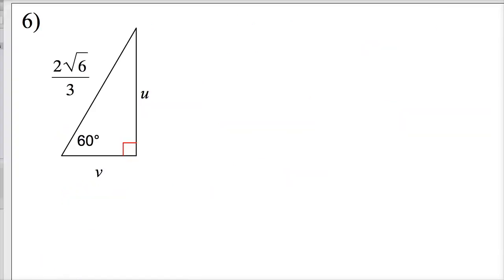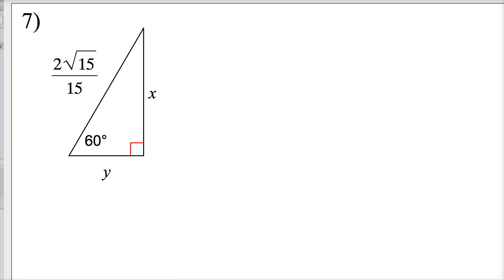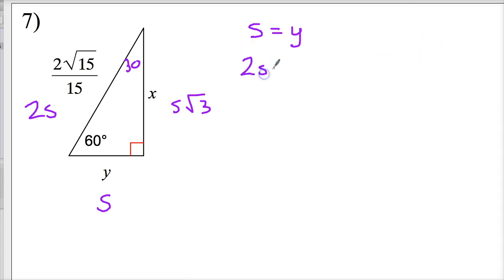For one more that sort of fits my needs. This one might work. This one might be a weird one. So here's my 30-degree side here. So this is s, 2s, s square root of 3. So in this case, I'll do my s value first. s is equal to y, which doesn't really help me yet, but it will in a second. Because 2s is equal to 2 square root of 15 over 15. So divide all that by 2.